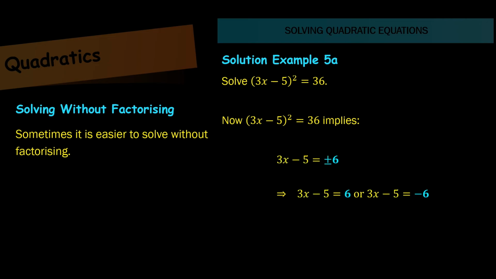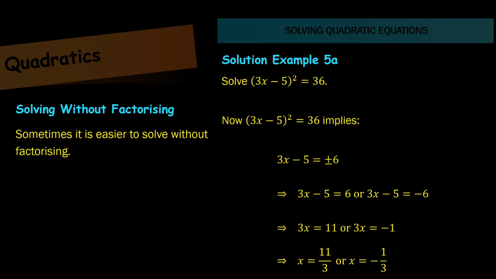Rearranging 3x minus 5 equals 6 gives us 3x equals 11. And then dividing 3x equals 11 by 3 gives us x equals 11 over 3. Similarly, if we look at 3x minus 5 equals minus 6, we can rearrange to give us 3x equals minus 1. And then dividing through by 3 gives us x equals minus a third. So we have two solutions, x equals 11 over 3 or x equals minus a third.